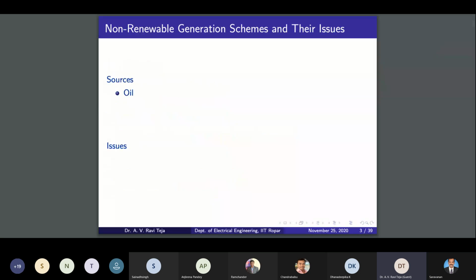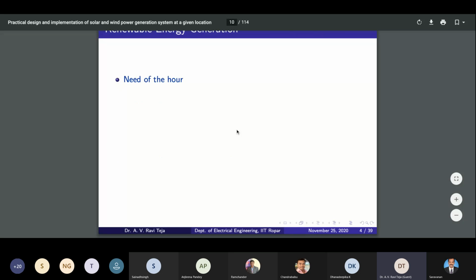Right? So, introduction. As we all know, non-renewable generation schemes and their issues. There are various non-renewable generation sources: oil, natural gas, coal. But what are the main issues? One is the depletion of natural resources like oil, natural gas, and coal, which is why we are going into renewable power generation schemes. And then, of course, the non-renewable schemes produce a lot of pollution. Because of these two reasons, every country in the world, and globally as a whole, is going for renewable generation schemes so that these two issues can be mitigated. Right? So renewable generation is the need of the hour.